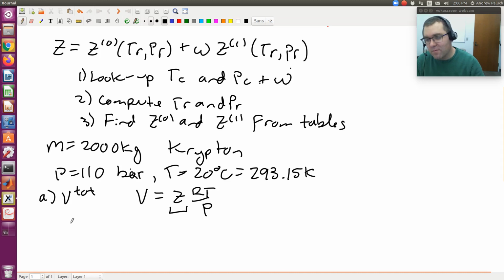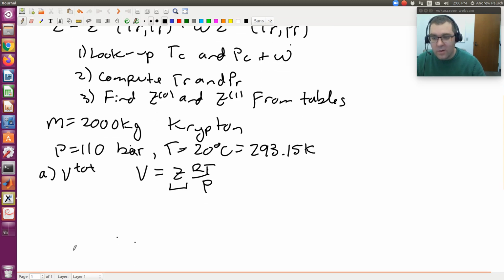And then once I have V, then N is going to be V divided by V total. I take that back, it's V total over V, since N times V is V total. And then once I have N, I can use my molecular weight to get mass. Let's take this one step at a time. I want to get Z.